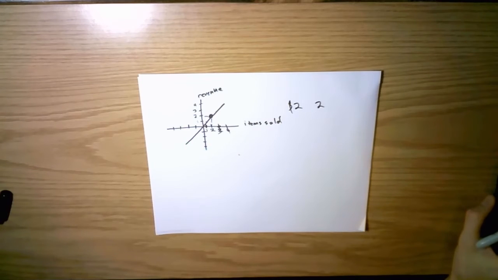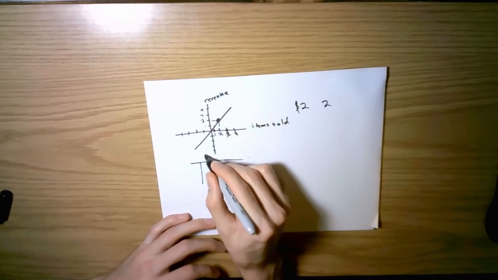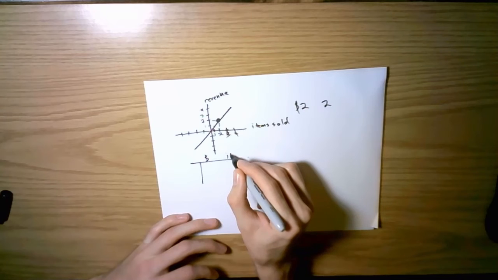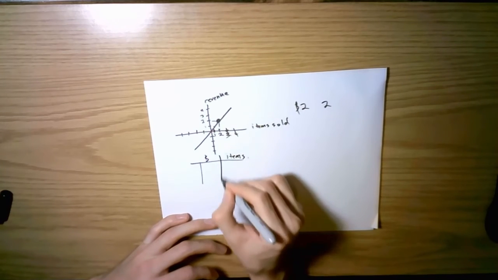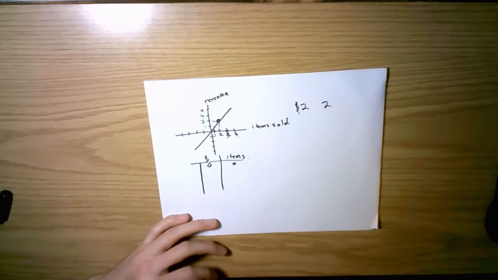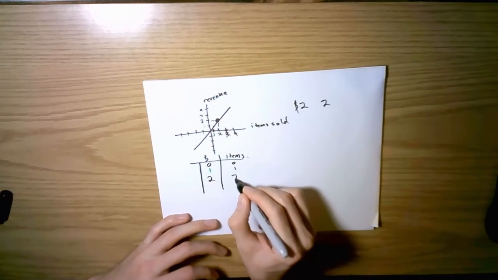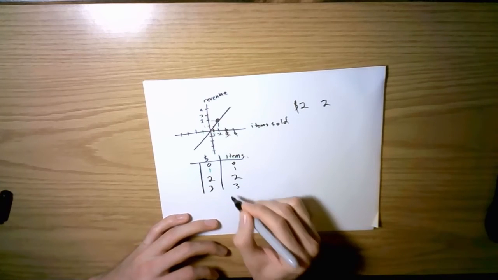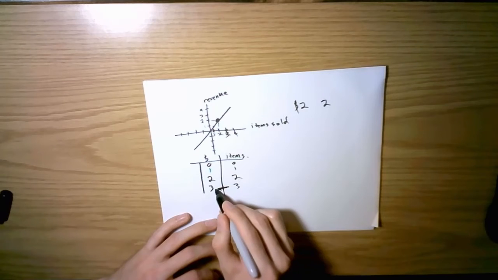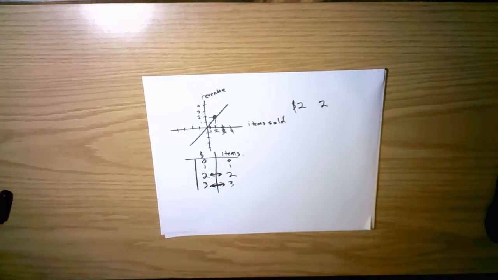graphs. And sometimes they'll be written in a table. So revenue, items, you'll have a column for both. If the revenue is 0, the items sold are going to be 0. Revenue 1, items sold is 1; 2, items sold is 2; 3, items sold is 3. So basically the numbers just correspond to each other like that. And that's how you're going to be reading tables, and you'll see a lot of those throughout your math classes, as well as graphs.